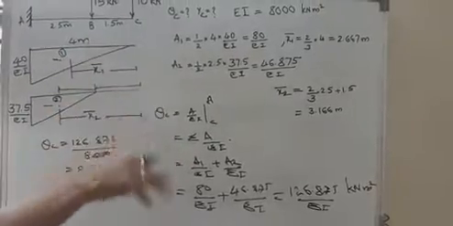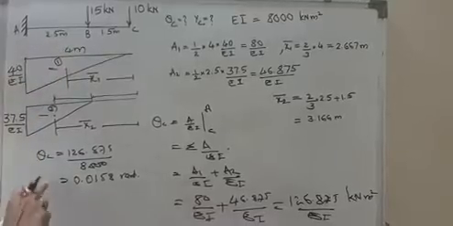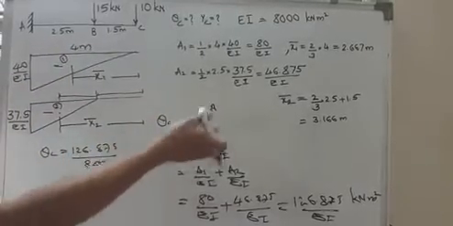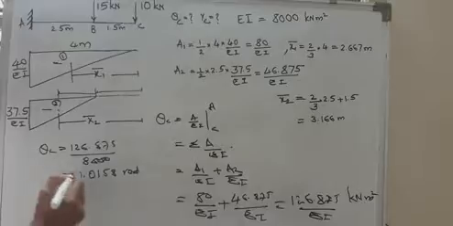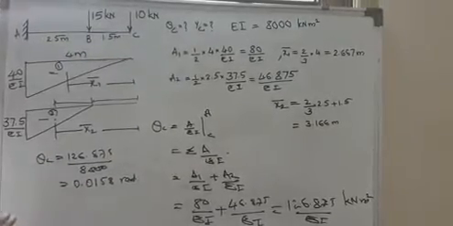When there are 3 diagrams or 2 diagrams, you have to take the summation of those areas. So all are minus, so I have just taken it as a minus, or even at the end minus can be taken. This is the slope at C.